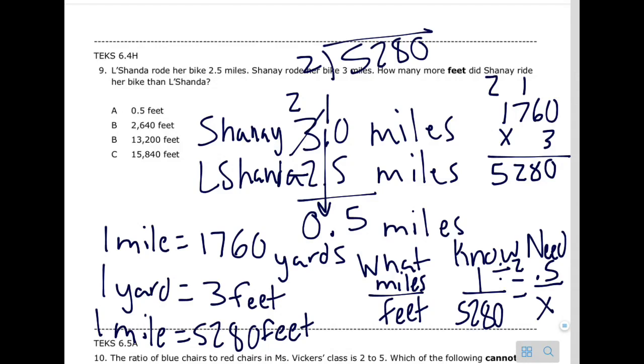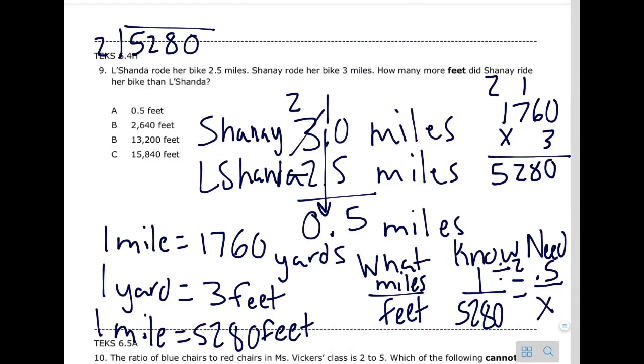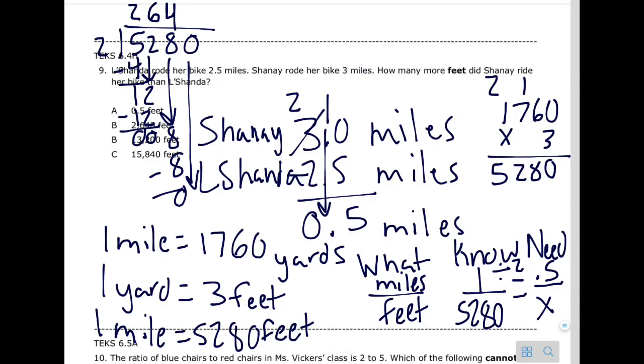5,280 divided by 2. 2 goes into 5 2 times. 2 times 2 is 4. 5 minus 4 is 1. Bring down the 2. 2 goes into 12 6 times. 2 times 6 is 12. 12 minus 12 is 0. Bring down the 8. 2 goes into 8 4 times. 2 times 4 is 8. 8 minus 8 is 0. Bring down the 0. And then lastly, 2 goes into 0 0 times.